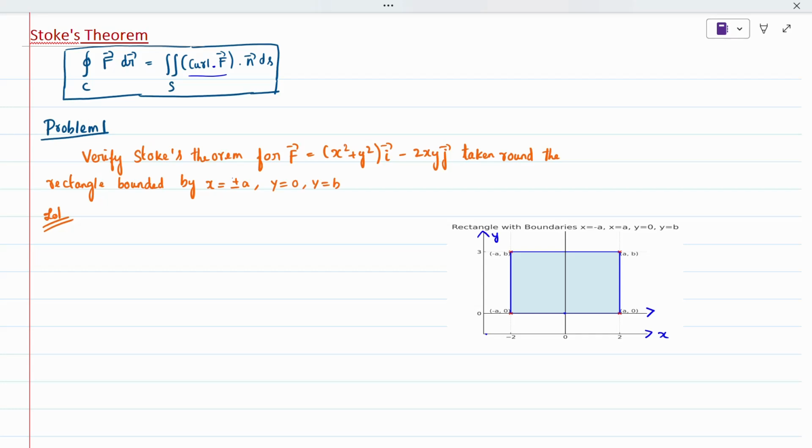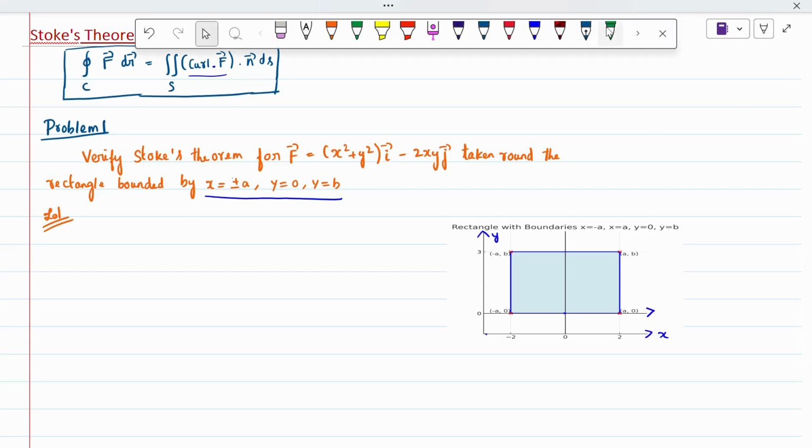Taken round the rectangle bounded by x equal to plus or minus a and y equal to 0 and y equal to b. First step, what is given? We have to draw it in a diagram. So I have drawn it here. I will roughly show you the diagram so that it is easy for you to identify.